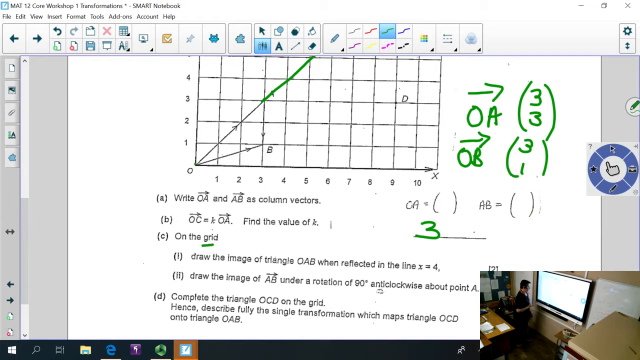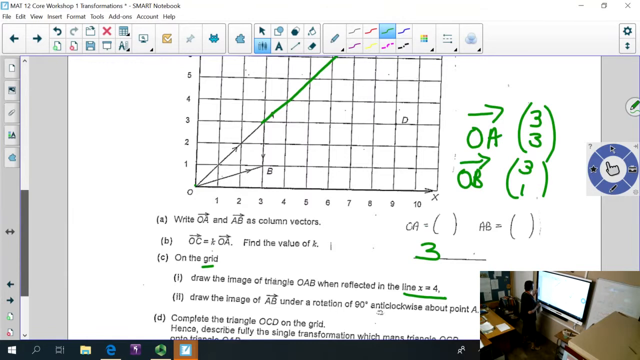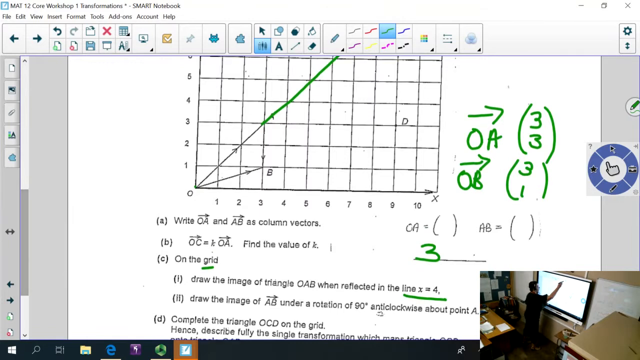On the grid, draw the image of triangle OAB when I reflect it in the line x equals 4. Now that means that we have to draw that line x equals 4. This line cuts the x axis at x equals 4. Now, this is my folding line. So my shape should be 1 block away here. Can you see? There I'm 1 block to the left. So here I will go 1 block to the right.